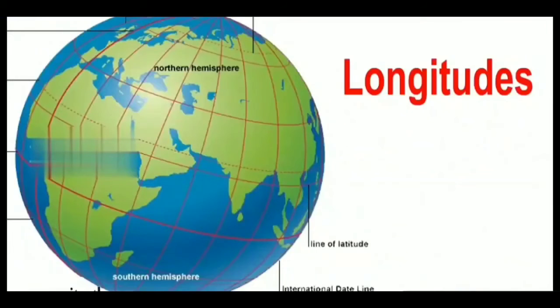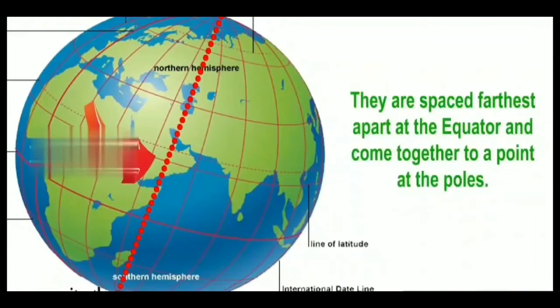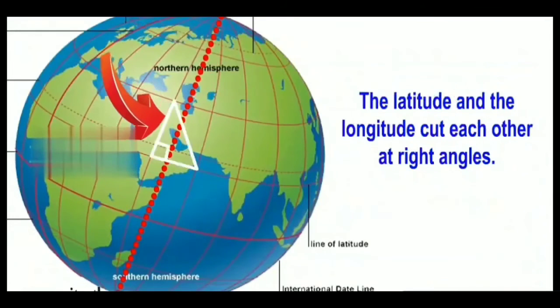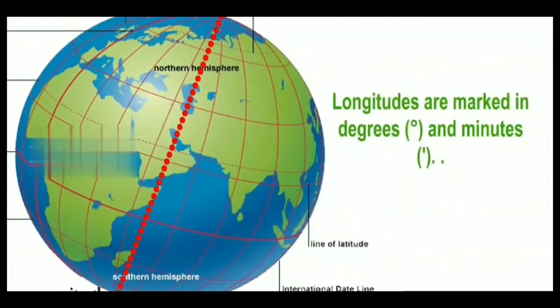Longitudes. The lines of longitude are semicircles that run from one pole to the other pole. They are spaced furthest apart at the equator and come together to a point at the poles. The latitudes and the longitudes cut each other at right angles. Longitudes are marked in degrees and minutes.